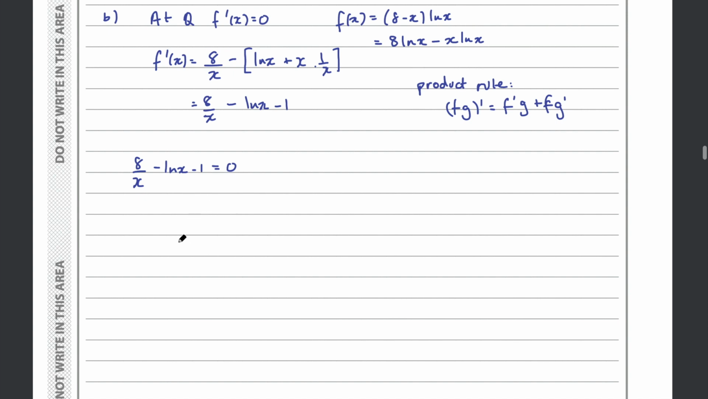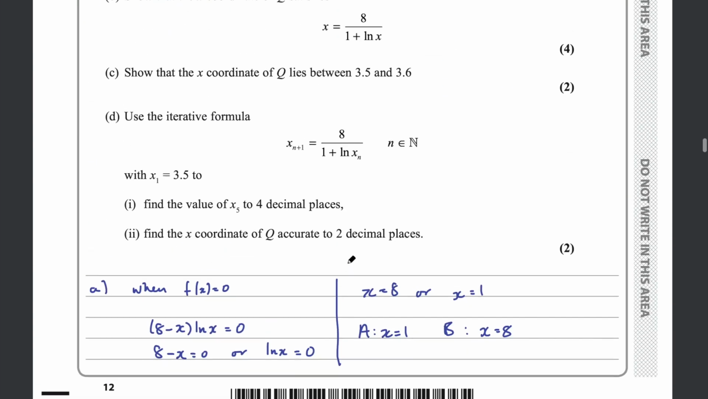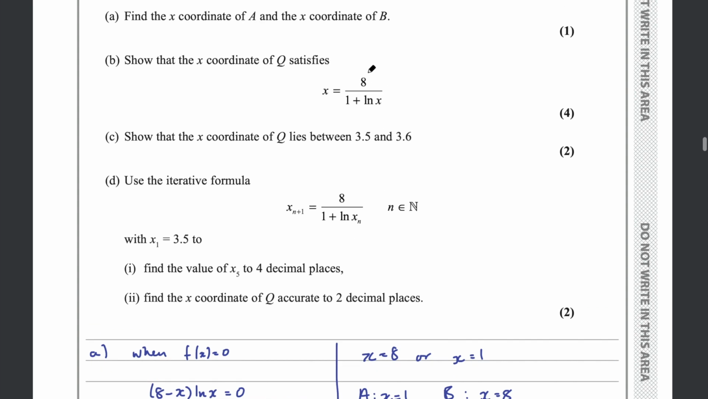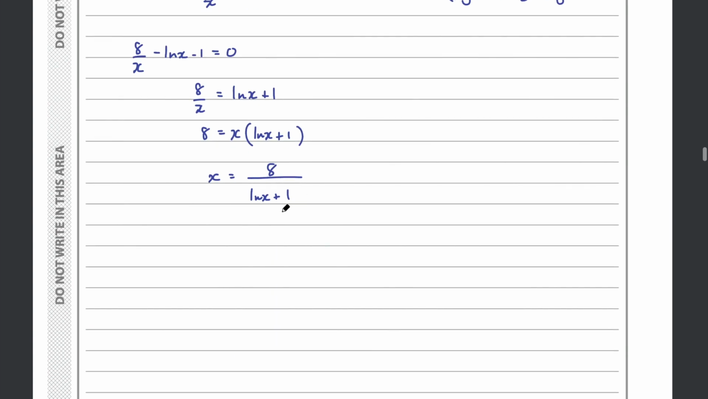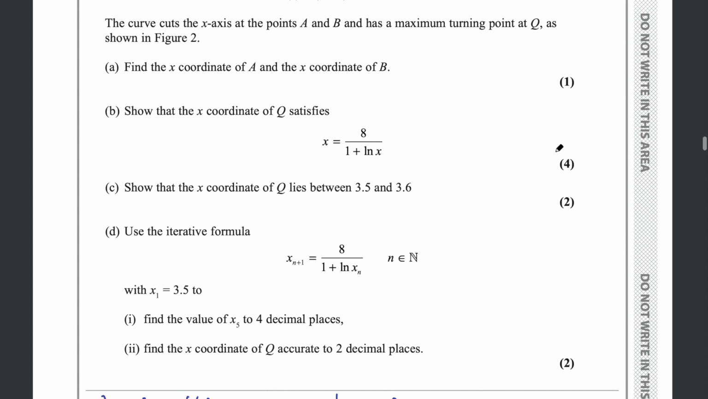And remember, we need it in terms of x. So we could add this log of x and this negative 1 to the right hand side. So then 8 on x equals the log of x plus 1. And then multiply by x, so this will be 8 equal to x times the log of x plus 1. And then divide by the log of x plus 1. So then x is going to be 8 divided by the log of x plus 1. And let's go back to the question. That's what they needed. Oh, sorry, this one here, x over 1 plus the log of x. Oh, so they've just written that denominator around a different way, but that's exactly the same thing. So that was question B.